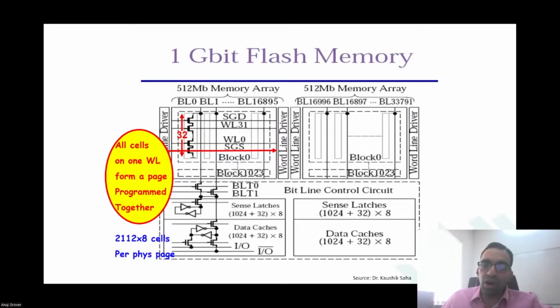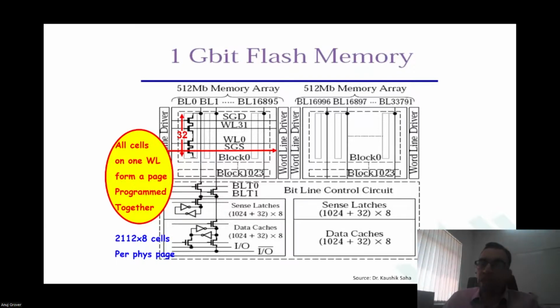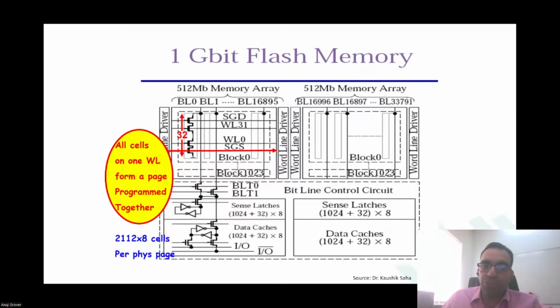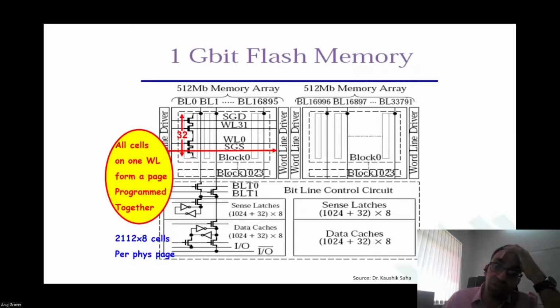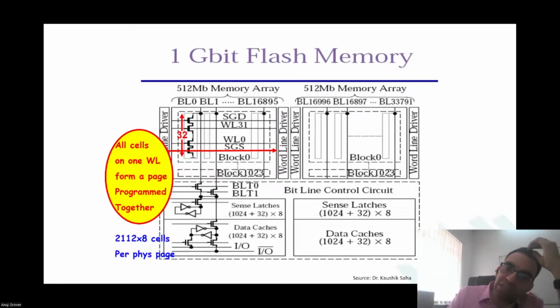All cells on one word line form what is called a page. All of them will get programmed together. At any given point of time, when you select, say, one word line at 18 volts to program, all the transistors on that particular row would get selected and programmed all at once. Is this clear? Now, why do you think over here we've added 32 bits? Over here also 32 bits. Why?